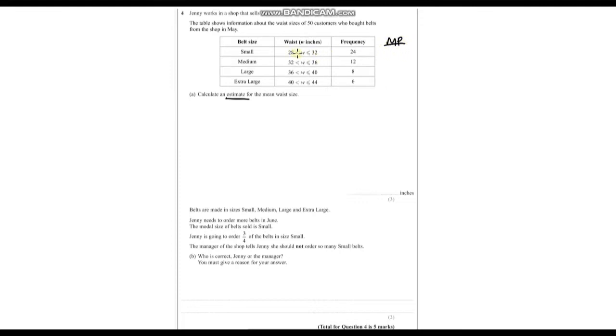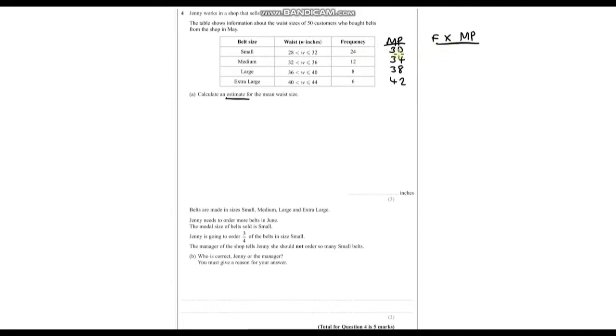So the midpoint of the small belt size is going to be 30. The next one is going to be 34. Then it's going to be 38. And then it's going to be 42. And now we've got the midpoints, we need to multiply that by our frequencies. So it's going to be frequency times our midpoint. And luckily for us, we do have a calculator handy. Some of these I can do without a calculator, but we'll use it anyway.